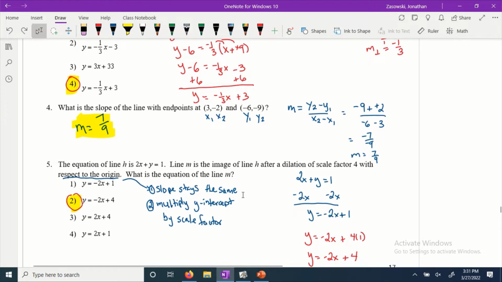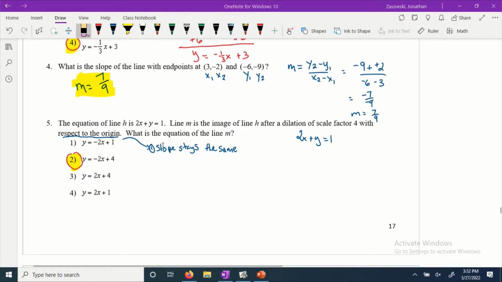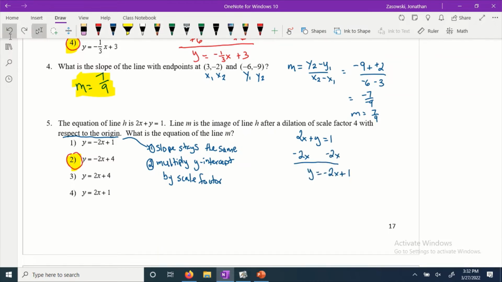For number 5, we want to know what's the dilation if there's a scale factor of 4. So remember, when lines are dilated, two things are going to happen. If they're dilated from the origin, the slope is going to stay the same, okay? And then the y-intercept is going to get multiplied by whatever the scale factor is. So what we need to do is find the equation of this line in y equals mx plus b form. So all we're going to need to do is subtract the 2x from both sides, and then take the y-intercept and multiply it by the scale factor, which is 4. So 1 times 4 is 4, so our answer is just y equals 2x plus 4, which is choice 2.